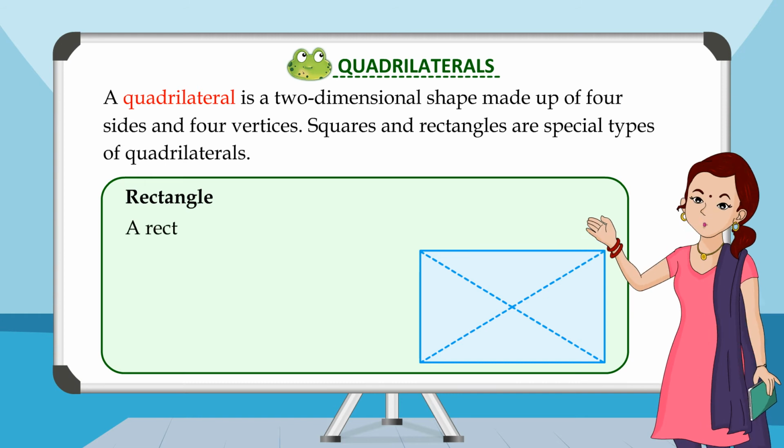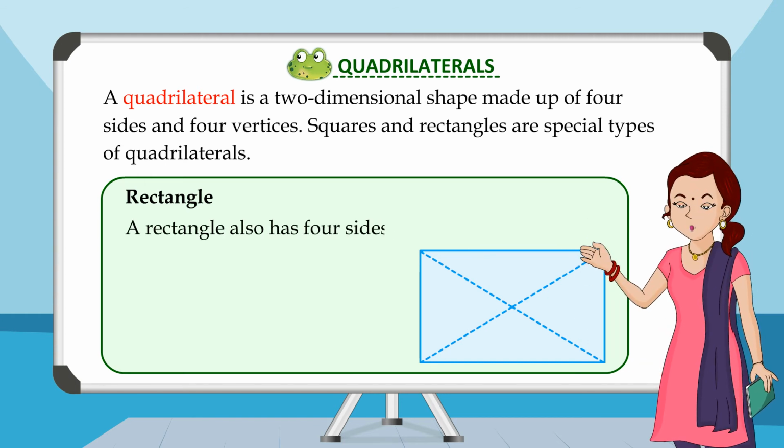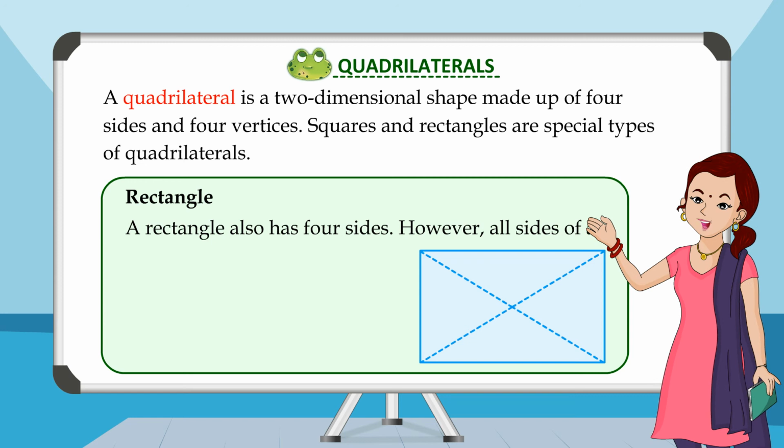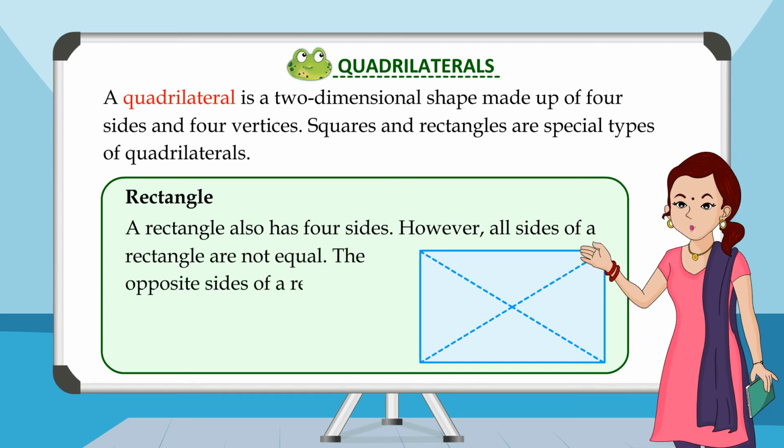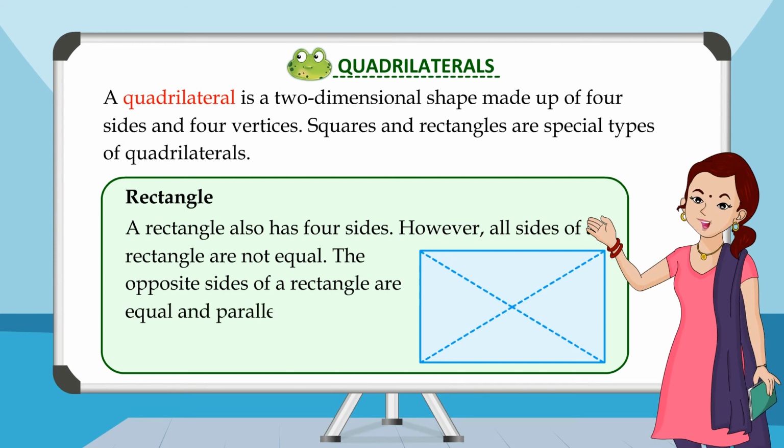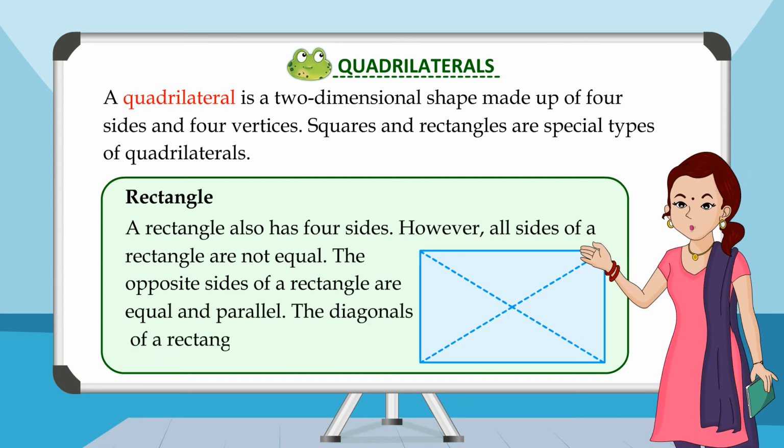Rectangle. A rectangle also has 4 sides. However, all sides of a rectangle are not equal. The opposite sides of a rectangle are equal and parallel. The diagonals of a rectangle are equal.